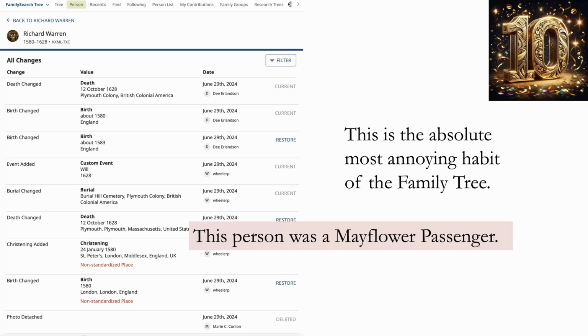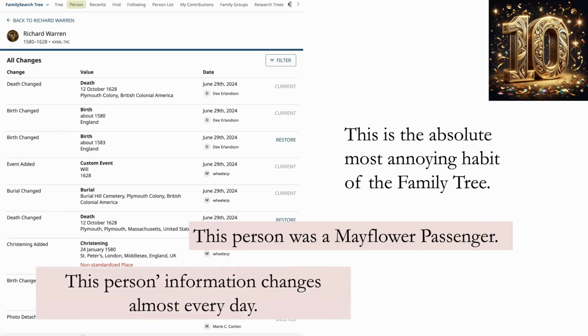His burial can't change. He's buried in the same place. No one's moved him. His death can't change. We know the date of death. It can't change. But here they are, day after day, changing the information. And people are changing it back. Okay, so these are the good guys and the bad guys on here, by the way. So we don't want to create any problem. This person's information changes almost every day.